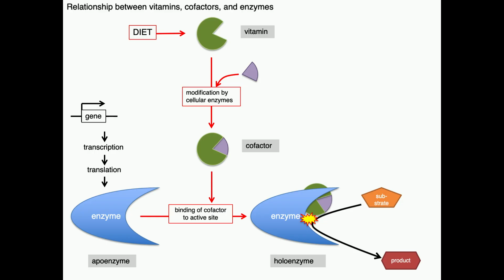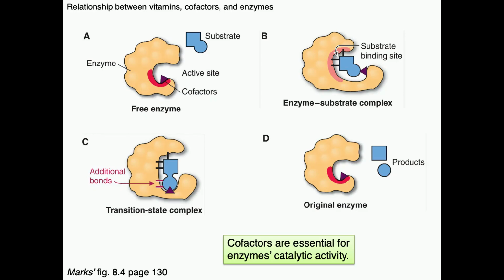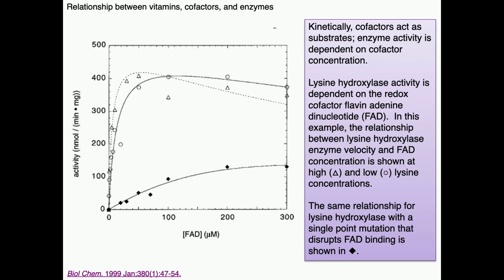Okay, and in terms of how that reaction looks in a hypothetical enzyme as shown by Marx, that cofactor is both essential for binding to the substrate and for catalyzing the conversion of the substrate into the product. Is that clear? Okay, so if we look kinetically, this is an example, and the details of the enzyme aren't important. This is lysine hydroxylase, which uses lysine as one of its substrates, and it's a vitamin C dependent enzyme, but it also uses flavin adenine dinucleotide as a redox cofactor.